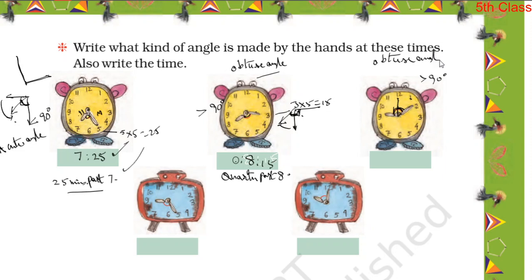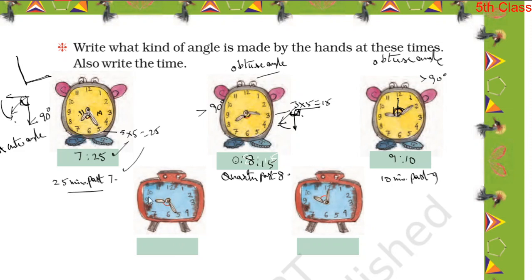Obtuse angle. Therefore the time is 9, and the minute hand is at 2. Therefore 10. 9:10. And we read it as 10 minutes past 9. So come to the fourth figure.